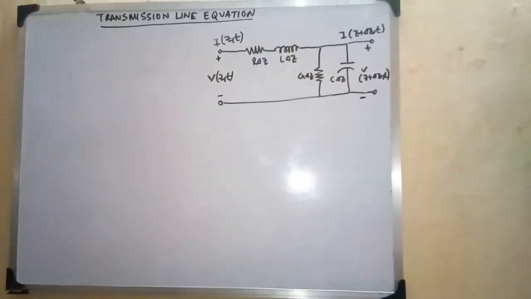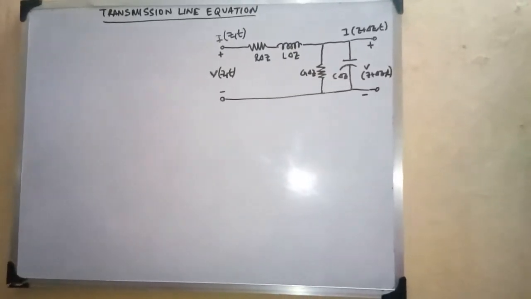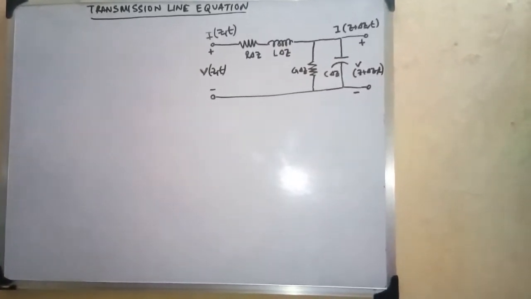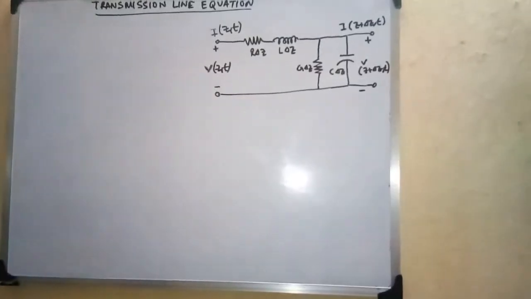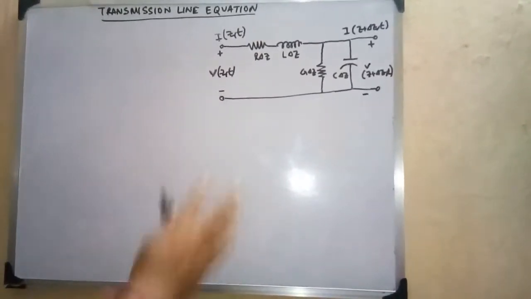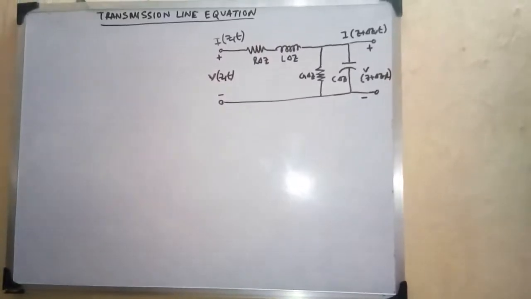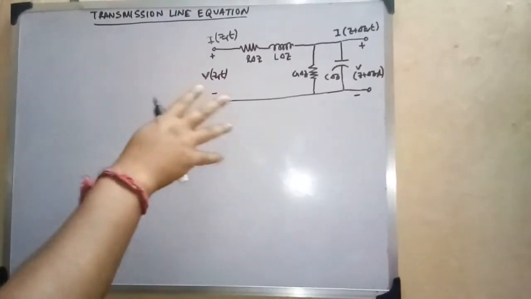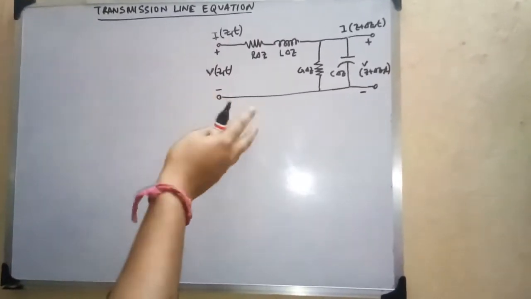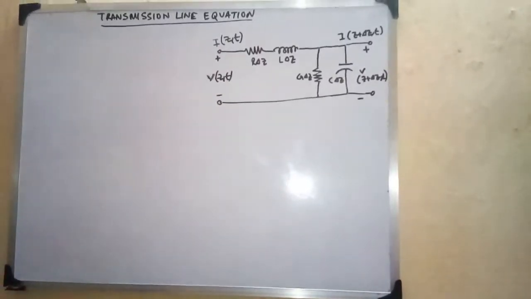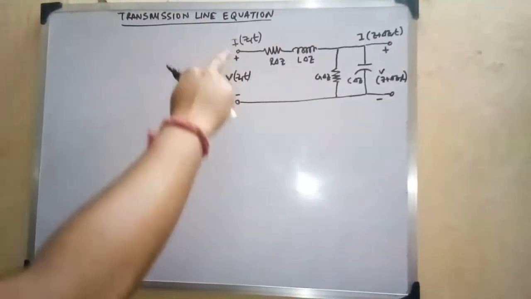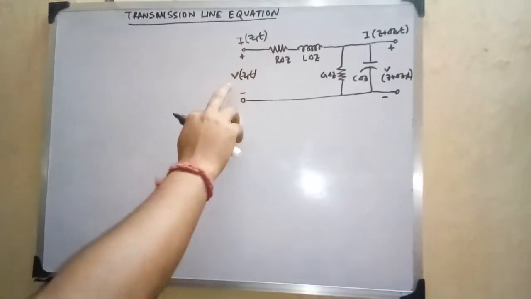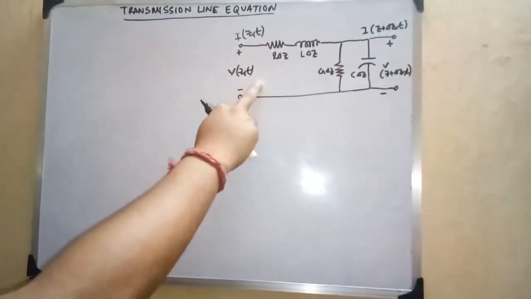So now in this video we are going to discuss the transmission line equations, or in some cases they are also known as the telegrapher's equations. First of all, this diagram I have also discussed in the previous class. This is the equivalent circuit representation of the transmission line, that is the two-wire transmission line, where this is the input section, where I(z,t) is the input current and V(z,t) is the input voltage.